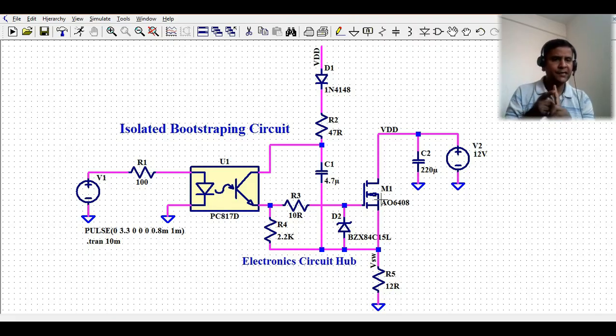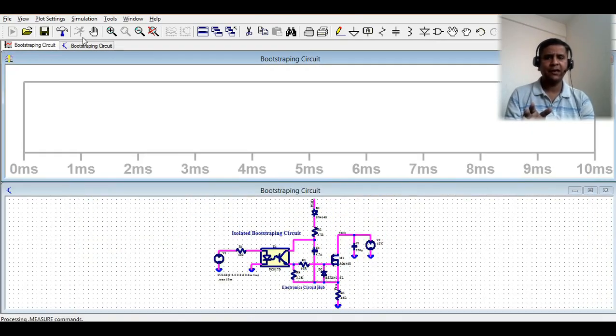What is your VGS? VGS is nothing but VG minus VS. So if your VG value is 24 volt minus VS value of 12 volt, you're going to get VGS of 12 volt, which is enough to drive this M1. Hope it is clear, guys. So you understood the circuit flow. I'm going to run the simulation and show whether what I'm explaining is matching or not. Let's run the simulation and see the behavior of this circuit.